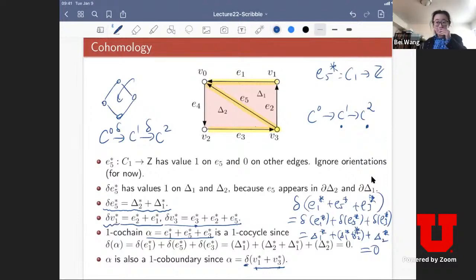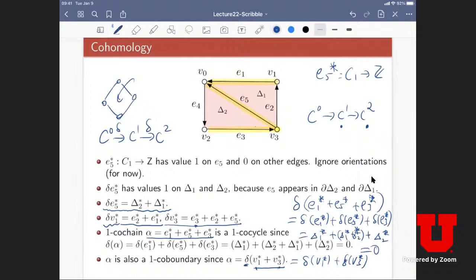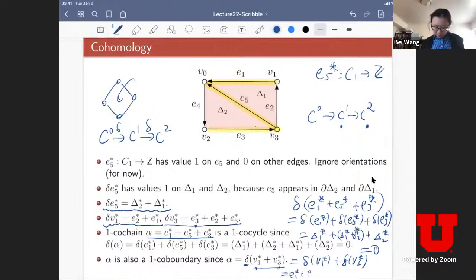Why? What is delta of V1 star and delta of V3 star? Okay, what is the co-boundary of V1 star? Anyone? E1 plus E2, which is equal to E1 star plus E2 star, right? It's basically all the adjacent edges, and put a star on it to make it into a function.